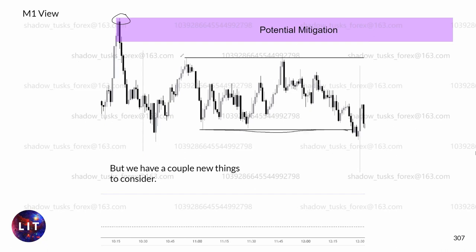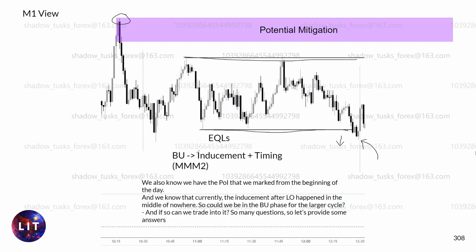Build up, inducement low, what timing? Okay, interesting. Maybe we should start scratching our heads. So obviously we have our equal lows right here. We have our build up into our inducement, which is also within timing, and then looks like we're coming back. Only thing that would have been nicer, potentially, is an M1 relevant break of structure right after our inducement.